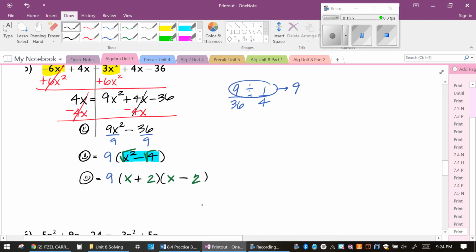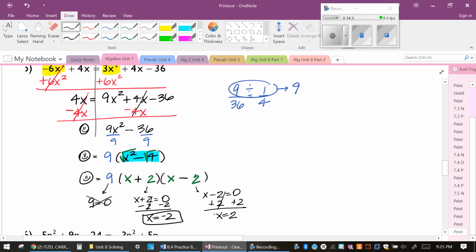The solutions, however, come by setting each linear factor equal to 0. This is not a linear factor. If I set it equal to 0, it doesn't make sense. 9 can't equal 0. That's a constant term. You don't set constants equal to 0. You only set linear terms equal to 0, or linear factors. So since both of these have x to the first power, that's linear, these can be solved. So your answers are negative 2 and positive 2.